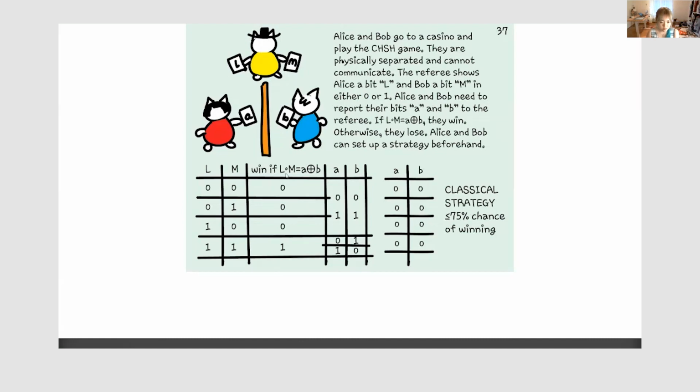If L times M equals A controlled-B, then they win the game. Otherwise, it is a loss. If you set up the truth table for this, you will have 0 0, 0 1, 1 0, 1 1 for L and M. Then you can calculate L times M, which equals 0, 0, 0, 1. So if A controlled-B gives exactly this, and they can play this game many times, each time they guess correctly, they win.